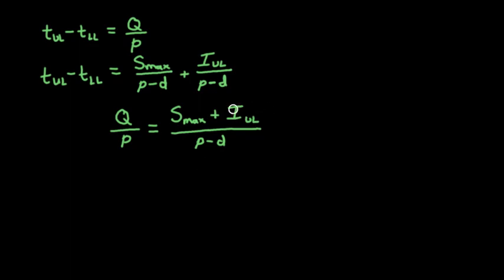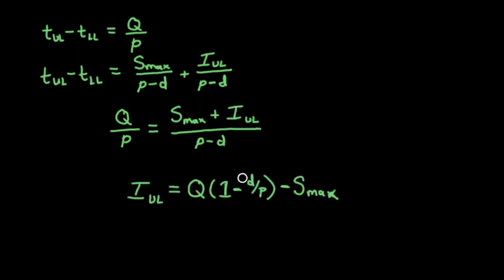And then if you solve for IUL, which isn't hard, it's just a little bit of algebra, you get Q times the quantity of 1 minus D over P minus S max. Alright, enough about times for now. Let's start calculating some costs.